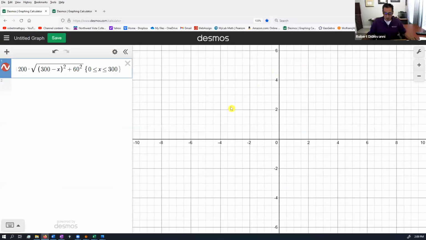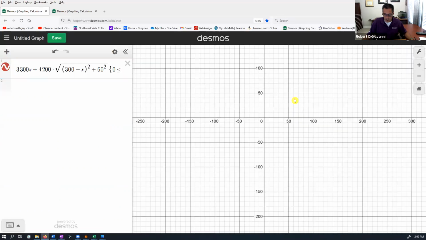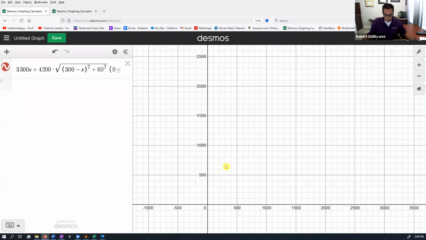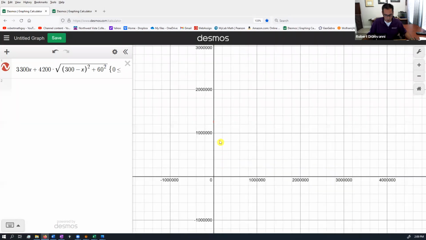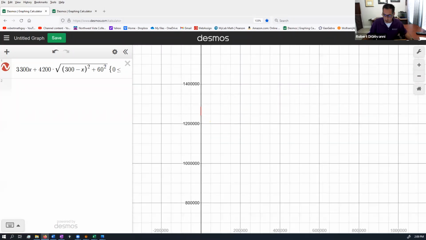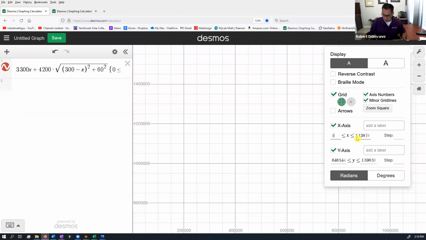Okay, here we go. Let's look at the graph. I'm going to have to zoom this thing out until I find it because I have no idea how much it's going to cost. Let's see if I can figure out where it is. Oh, there it is. Okay, so it's somewhere between 120 and something thousand. So I'm going to change the x-axis to only go between 0 and, let's say, 400.